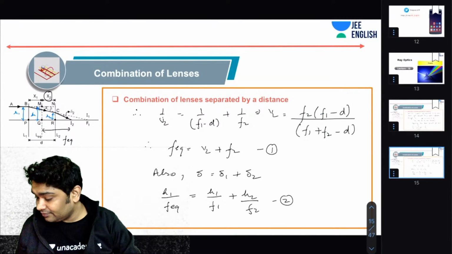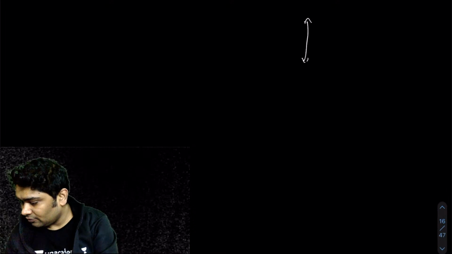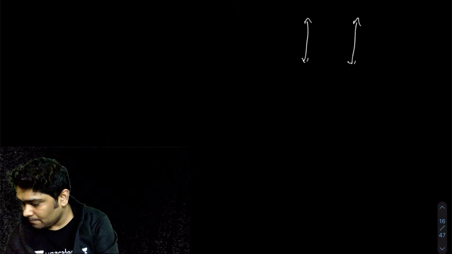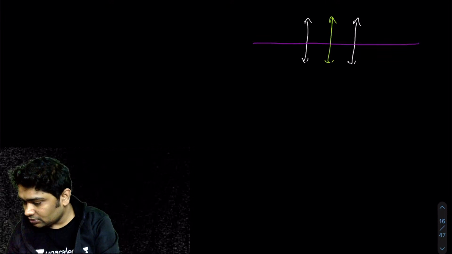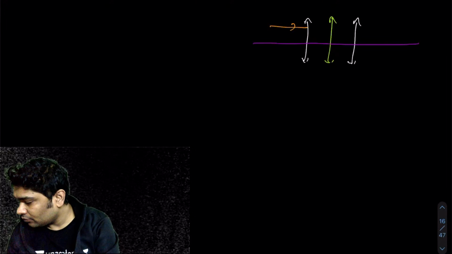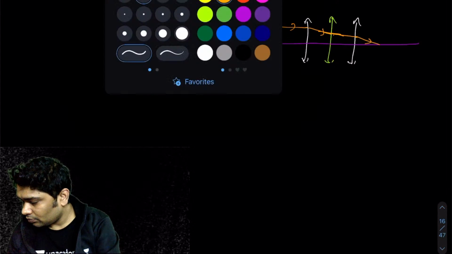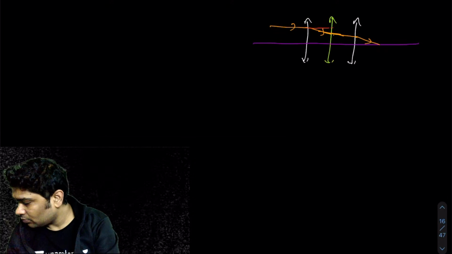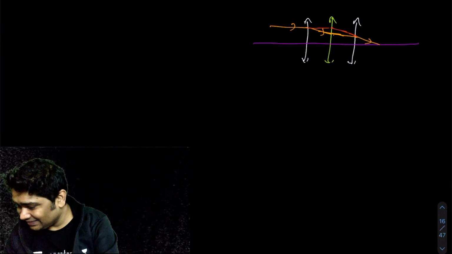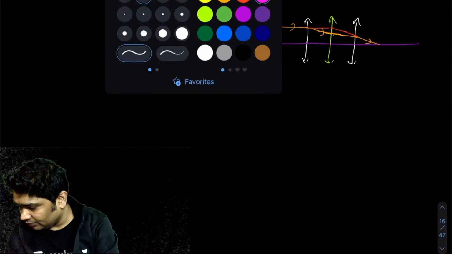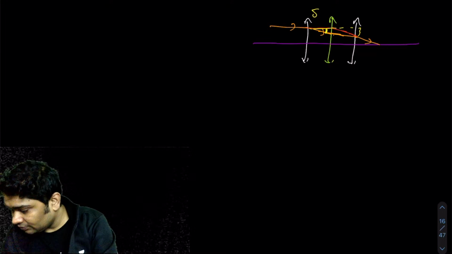Let's add another page. Now, if I notice carefully, what do I see? So this was the light ray. So now what we will do is, if I want to find this distance, how can I write this distance? This is delta 1 and this is d.